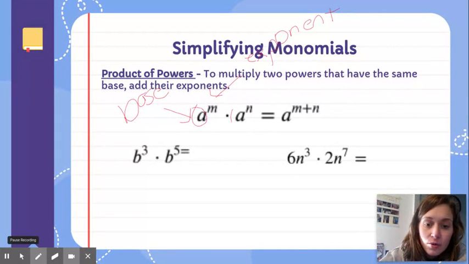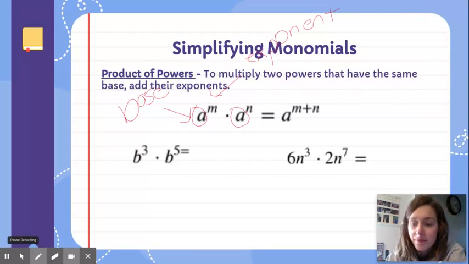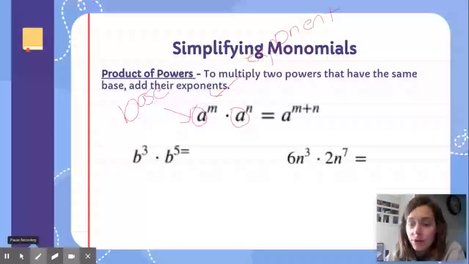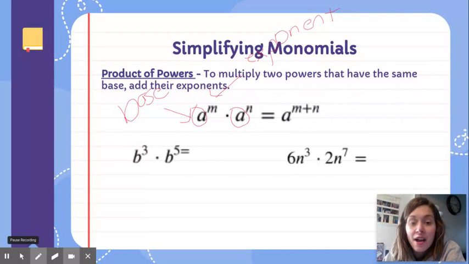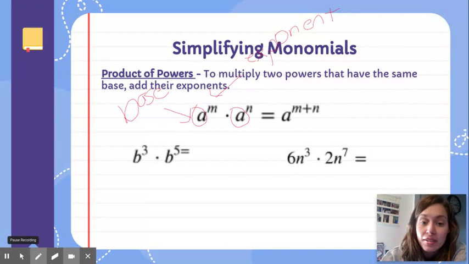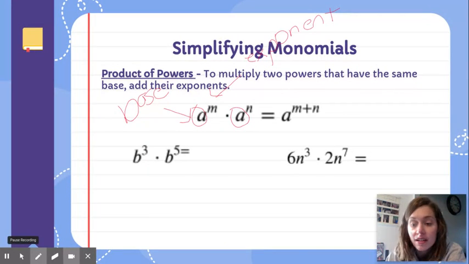And so when we multiply powers with the same base, notice this has a base of a, and so does this. The base is the same. We can just simply add the exponents together. We did this last year. So I would do a to the m times a to the n, simply add the exponents together, m plus n, to get my simplified expression.